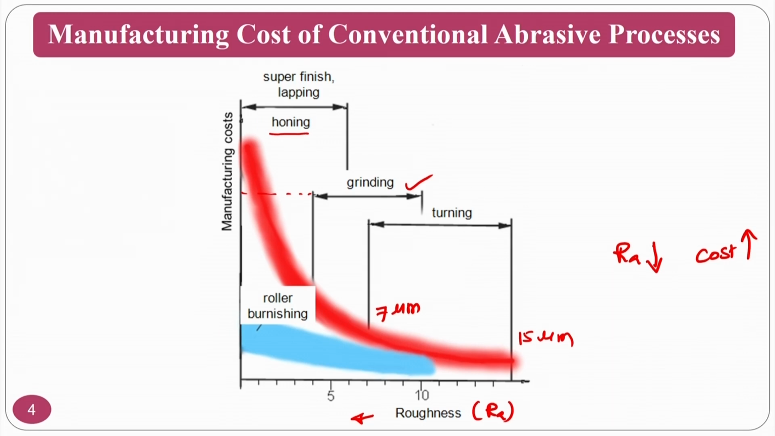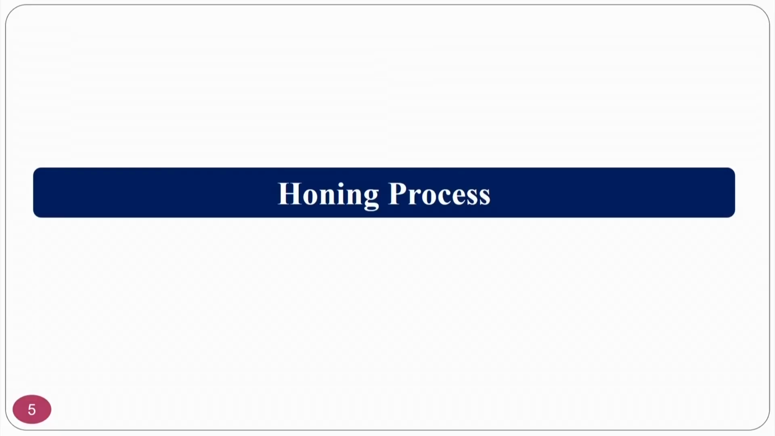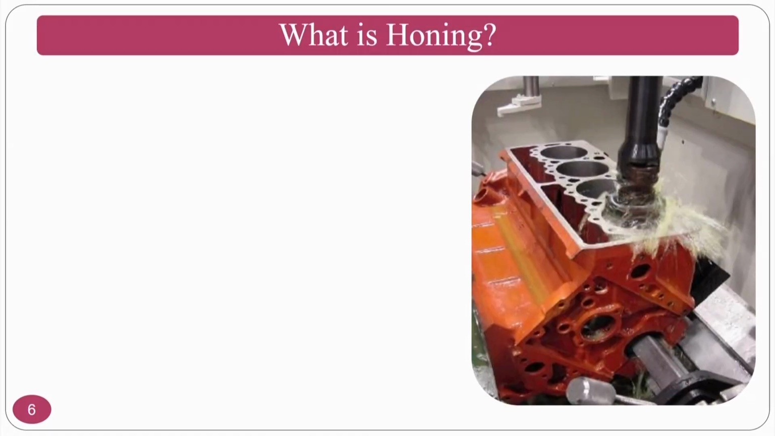And nowadays, if you go for advanced abrasive finishing processes like abrasive flow finishing, magnetorheological finishing, and other processes, the cost of the product escalates very high. That means if the surface roughness value is low, as you go lower and lower in surface roughness value, the cost will go up. So one of the processes where the cost is escalating is the honing process, which we are going to see in today's class.